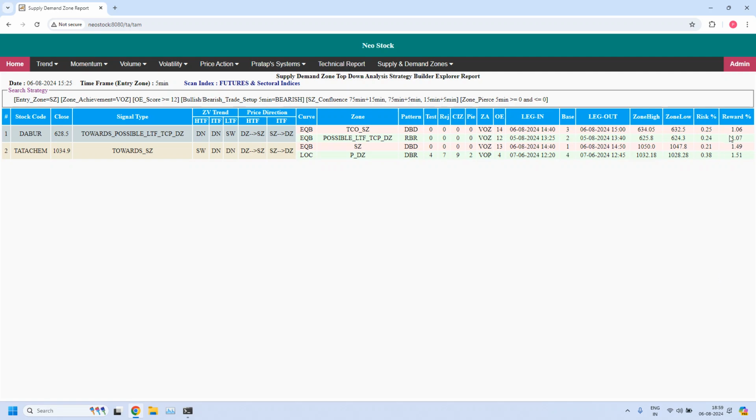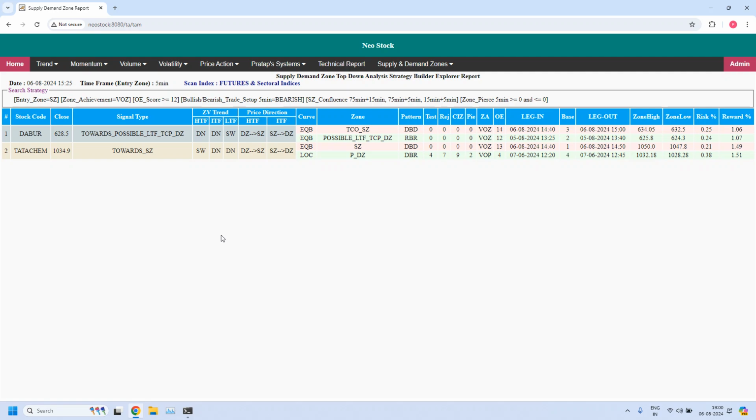You have the RR, the reward, also here. You have 1%, 1.5%. Good. You have good RR here. If you look for type 2 entry, you may get even better reward. Okay. So this is about bullish and bearish trade setup for all the 4 types of income trades.